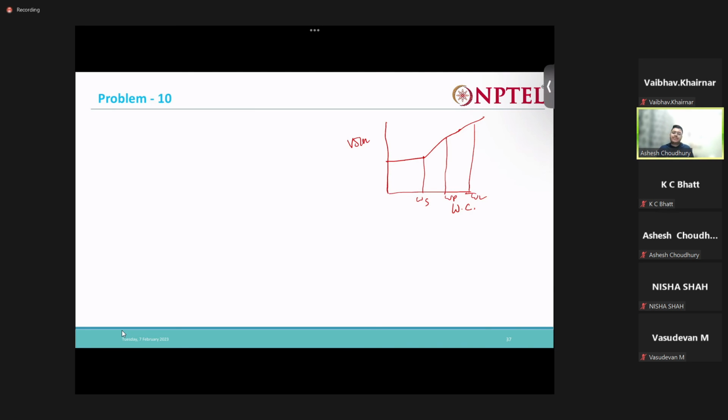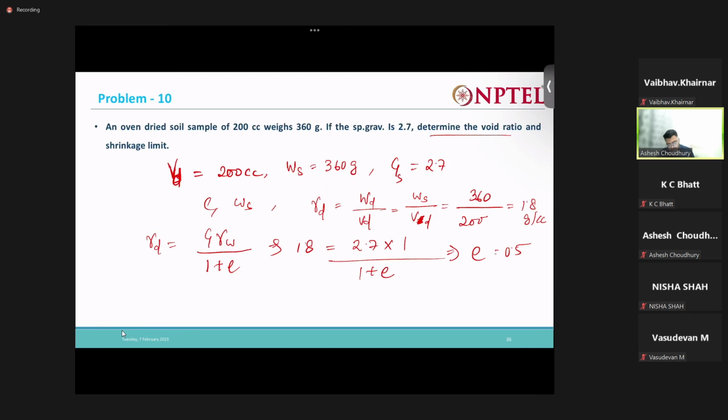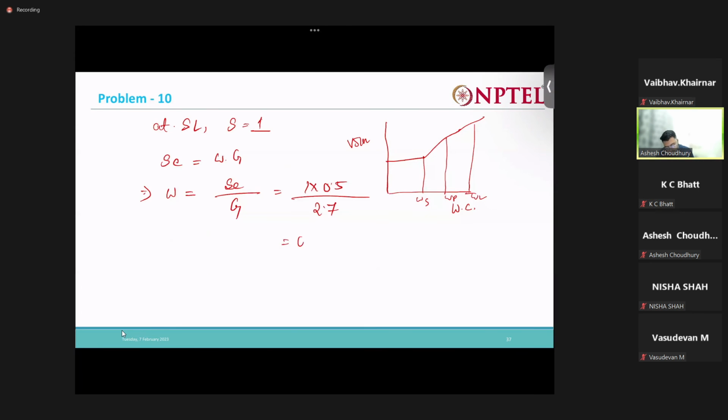Now I told you that at the shrinkage limit the soil is always saturated. So at shrinkage limit, the degree of saturation is 1, as it is 100% saturated. Now we have this relation, S e equal to w G. From there if we put the data, w is equal to S e by G, 1 into 0.5, which you just calculated in the last step, divided by G, 2.7, we will get 0.185. Now what is this water content? This water content is nothing but your shrinkage limit. So you just got your shrinkage limit using the simple concept that at shrinkage limit our soil is saturated.